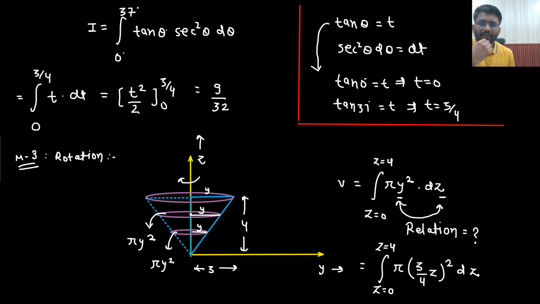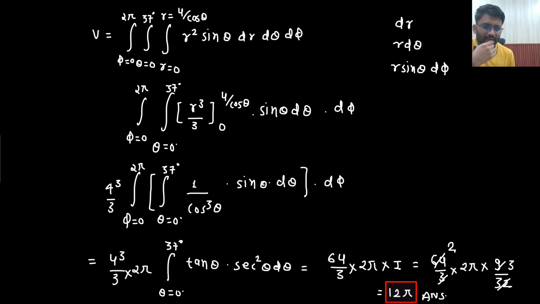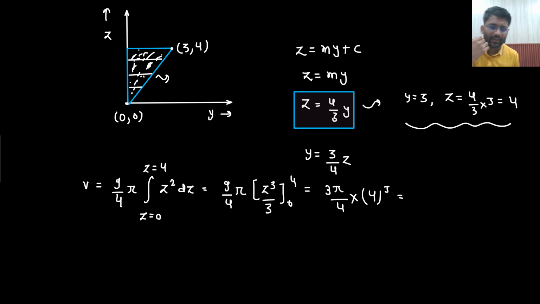So what answer are you getting? What was the answer? 12 pi. So where is the error?